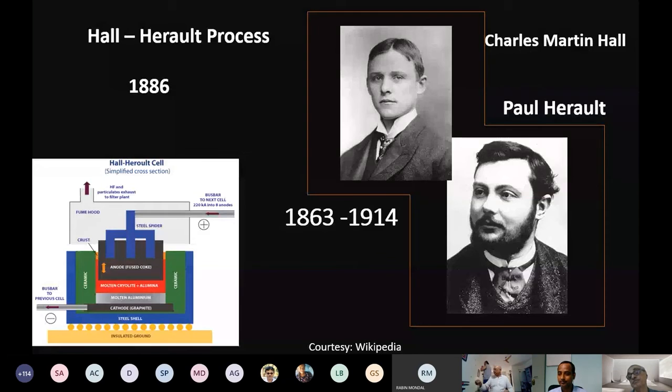But everything changed because of these two persons, Charles Martin Hall, and of course, Paul Héroult. Interesting, both of them were born in 1863, and both of them died in 1914. And both of them discovered extraction of aluminium on an industrial scale independently. And for the students who are here, I like to point out that both of them discovered this process when they were 22 years old, independently, in USA and in France.